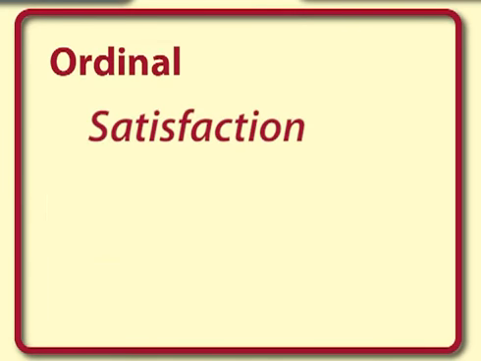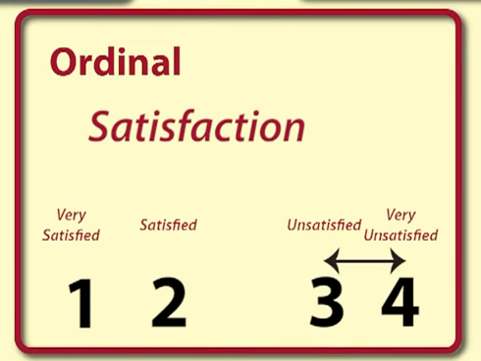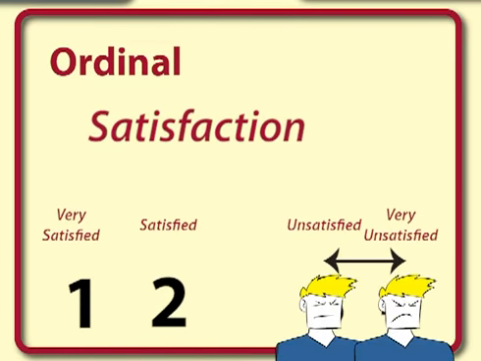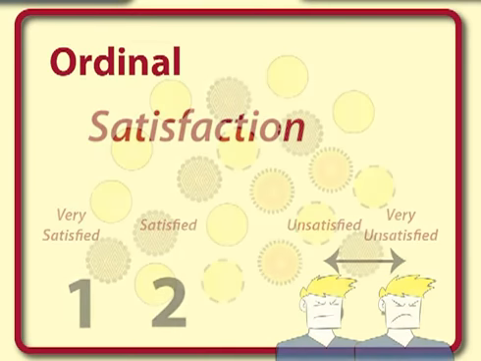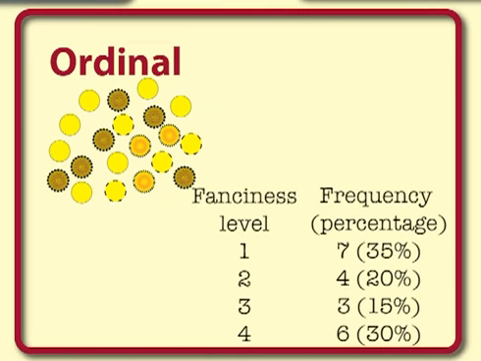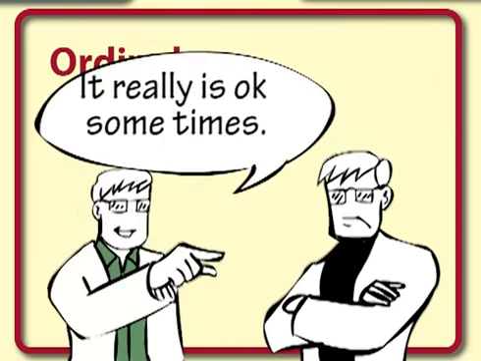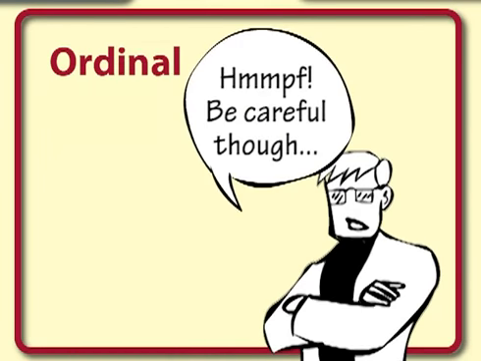Similarly, there may be a big difference between satisfied and unsatisfied, but a smaller difference between unsatisfied and very unsatisfied. Like nominal data, ordinal data can be given as frequencies. Some people state that you should never calculate a mean or average for ordinal data. However, it is quite common practice, particularly in research regarding people's behaviour, to find mean values for ordinal data. You should be careful if you do this to think about what it means and if it is justifiable.